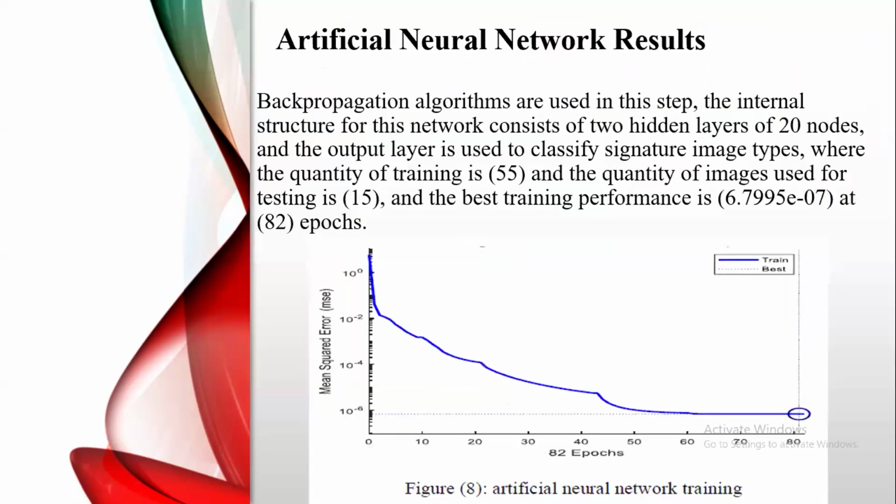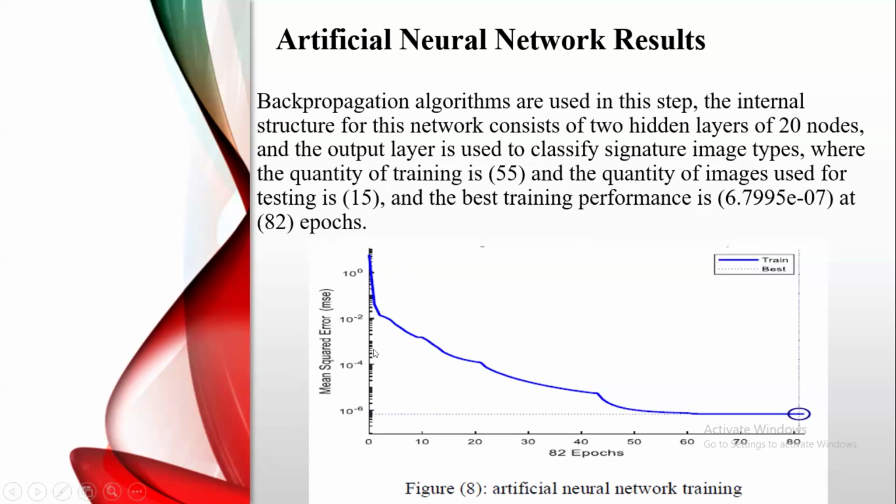Artificial neural network results. The backpropagation algorithm is used in this step. The internal structure of this work consists of two hidden layers of 20 nodes, and the output layer is used to classify the signature image type, where the quantity of images used for training is 55 and the quantity used for testing is 15. The best training performance is 6.8 at 82 epochs.